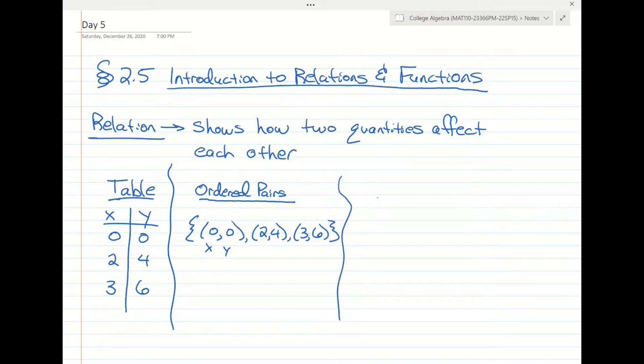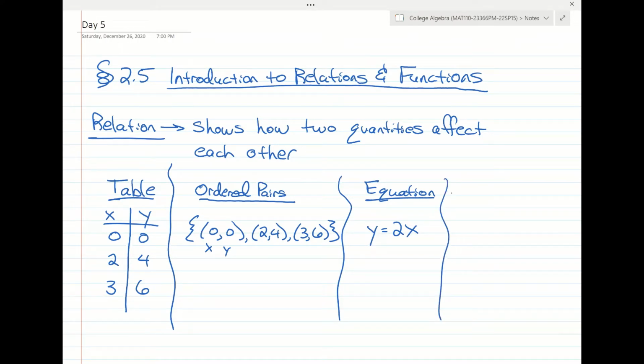We could also write a relation using an equation. The equation would be like y is equal to 2x. Just plug in values for x and get what y is.